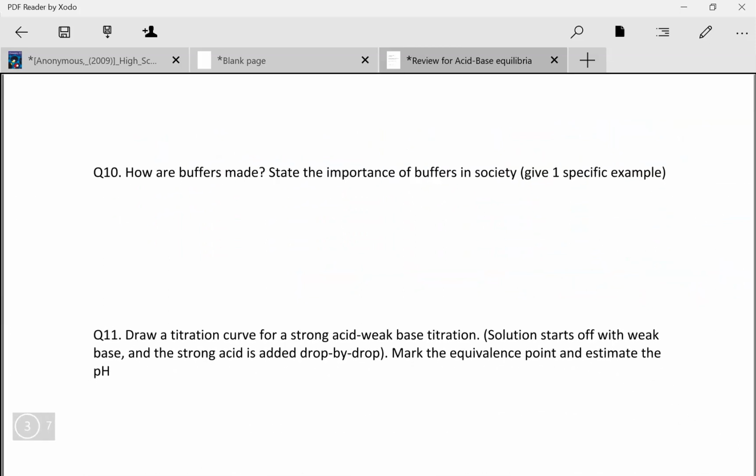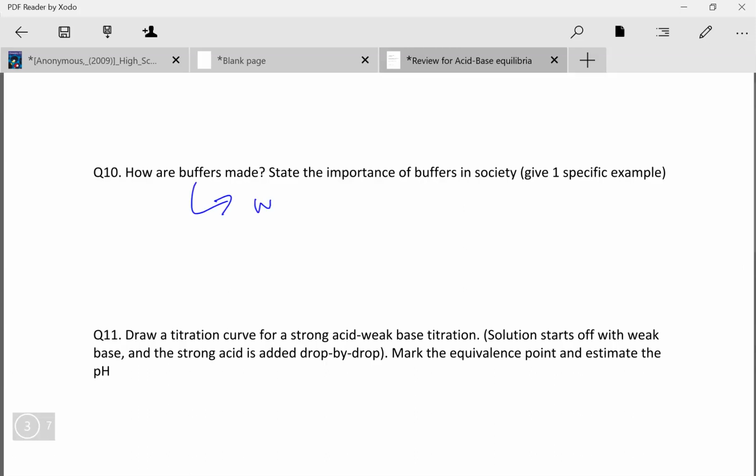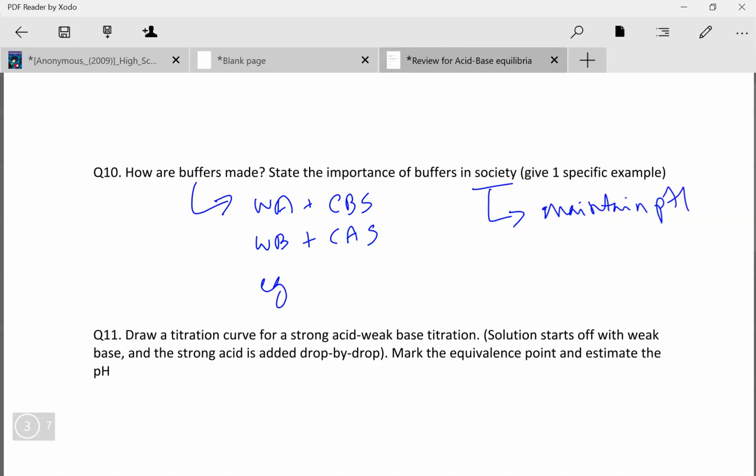State the importance of buffers in society. So buffers are made using a weak acid plus its conjugate basic salt, or a weak base plus its conjugate acidic salt. Either two. You can give one example. How are buffers used in society? You can explain how buffers are used, and you can even say the use of a buffer is to maintain pH levels. So the easiest example is in scientific experiments, buffers are used to model systems that exist in nature.